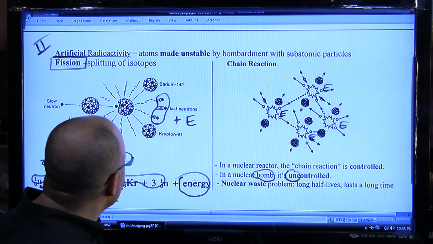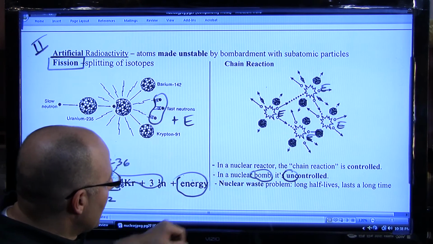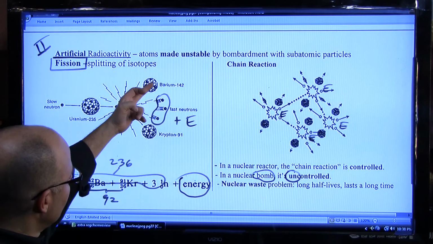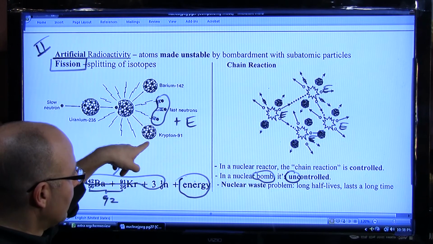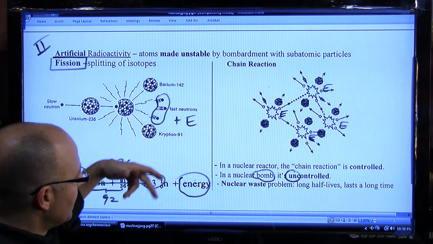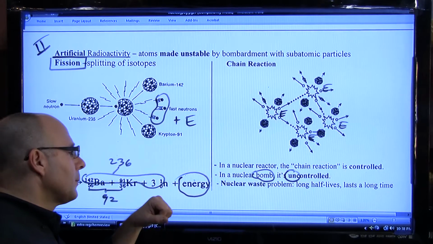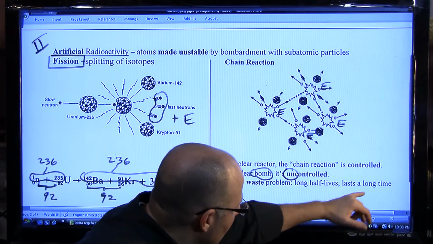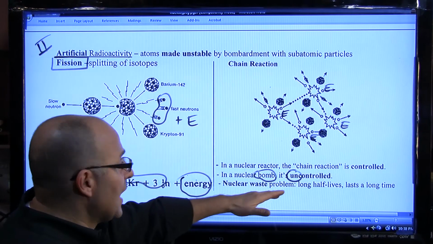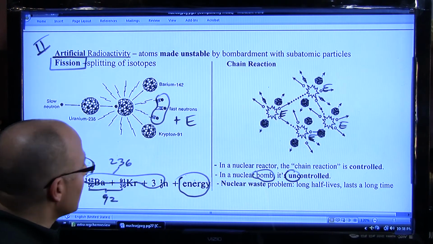The problem with fission is the nuclear waste. This barium and krypton is also radioactive, and this nuclear waste happens to have long half-lives, which means it takes a very long time for it to break down, and it lasts a long time. So they have to find a safe place to bury this nuclear waste.